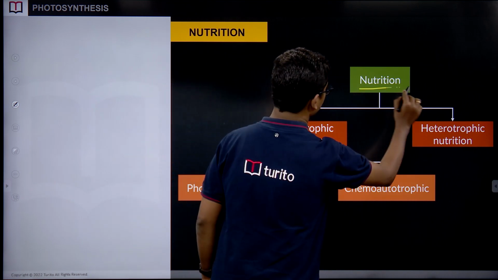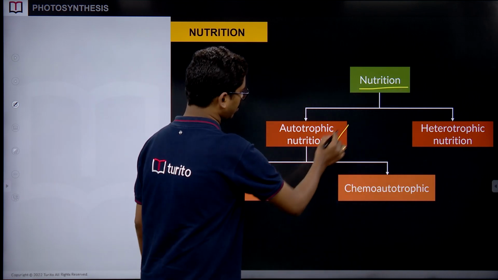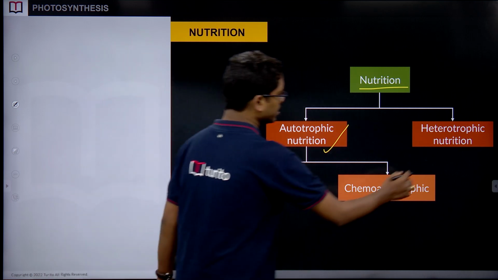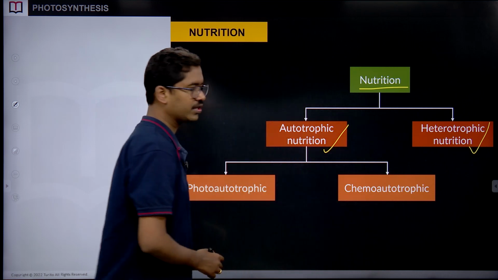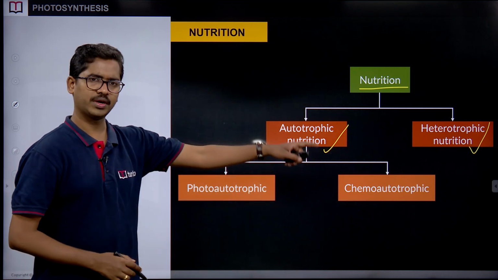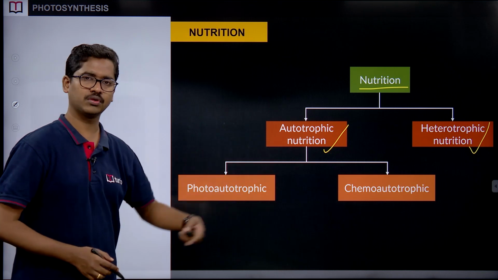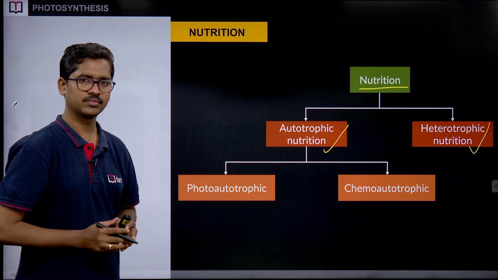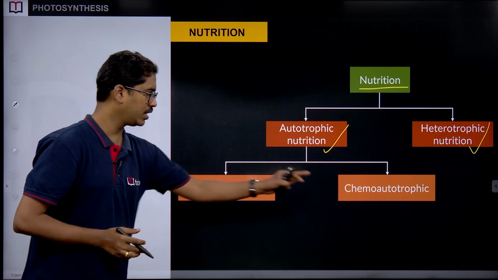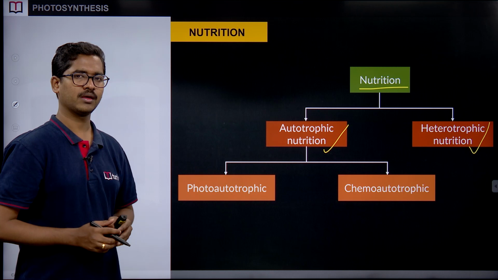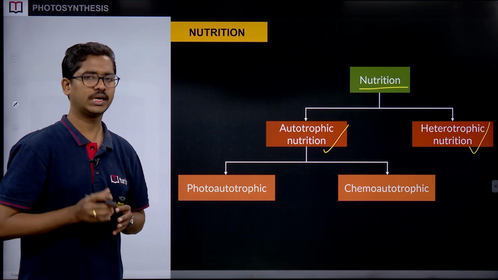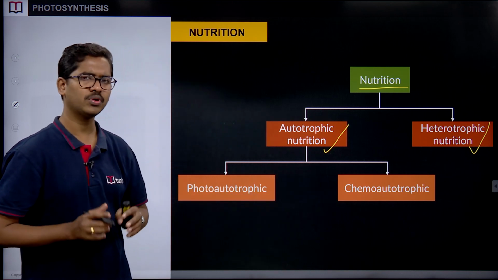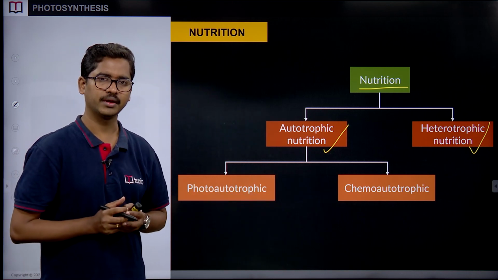Our nutrition is basically classified into two types: autotrophic nutrition, right, and the second one, heterotrophic nutrition. There are many types in autotrophic and heterotrophic nutrition also, but we are confining ourselves to photoautotrophic nutrition and chemoautotrophic nutrition. So, can anyone among you tell me why we are only trying to understand these two? What is the reason behind it?